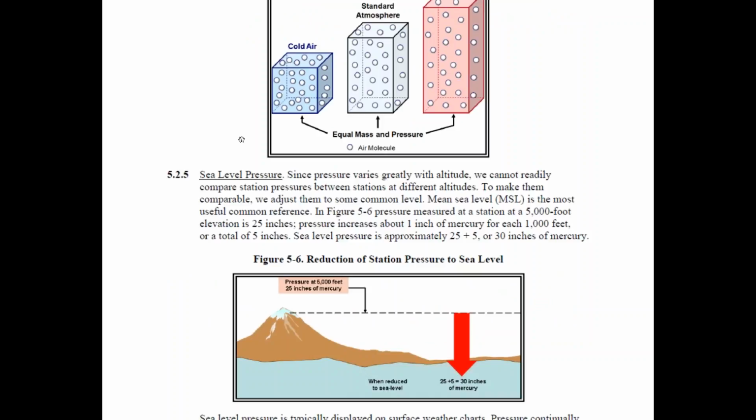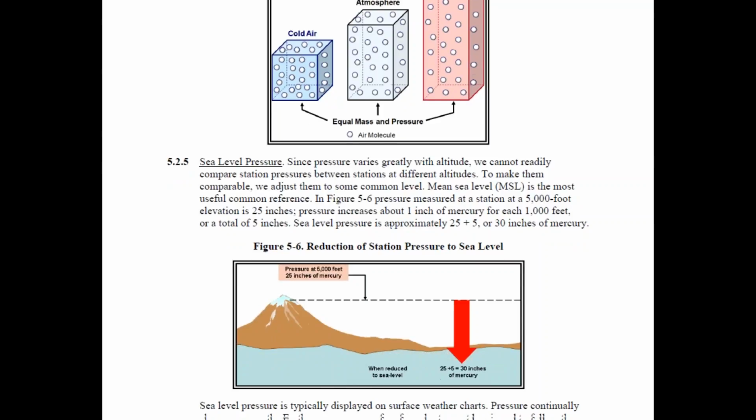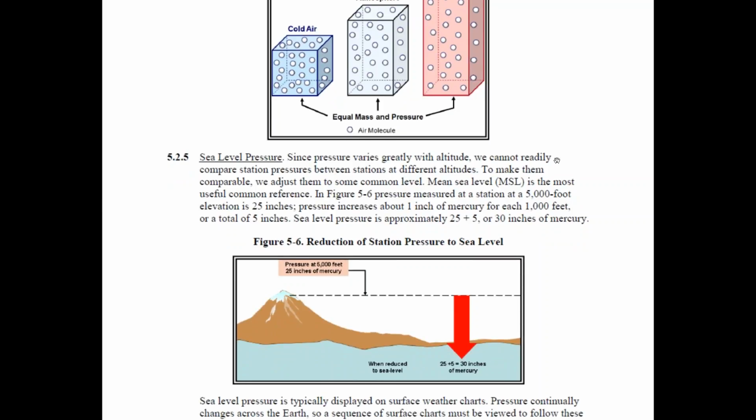Sea level pressure. Since pressures vary greatly with altitude, we can't readily compare station pressures between stations at different altitudes. To make them comparable, we adjust them to some common level. Mean sea level, MSL, is the most useful common reference. In figure 5.6, pressure measured at a station at 5,000 feet elevation is 25 inches. Pressure increases, and this is one that you'll want to know right here: pressure increases about 1 inch of mercury for every 1,000 feet.